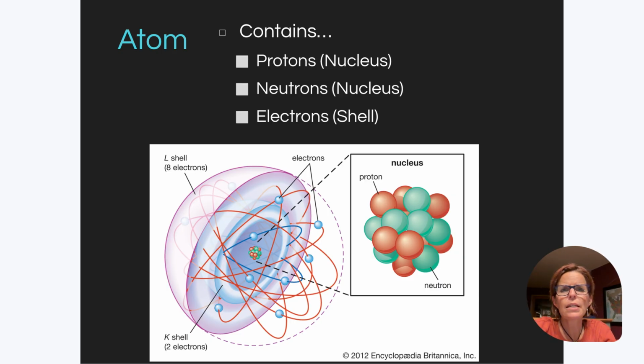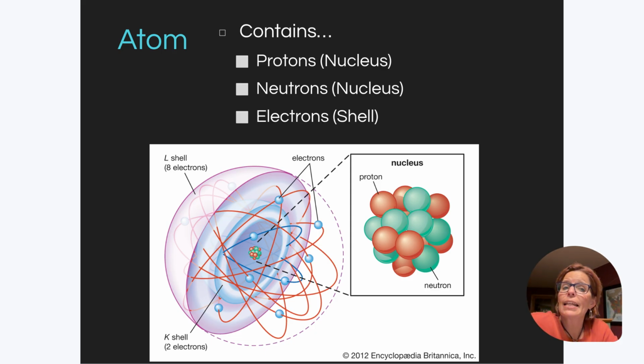The majority of an atom is empty space. There's a nucleus, and then super far away, orbiting around it, are these electrons. And again, they don't have a path just like a planet does, but we'll get to that. We'll learn a little bit more.